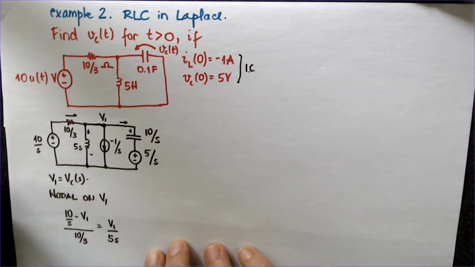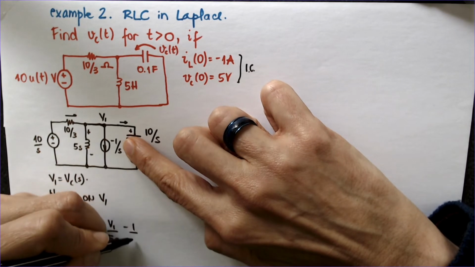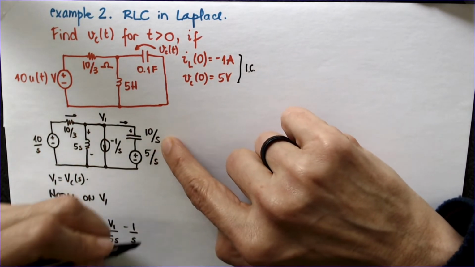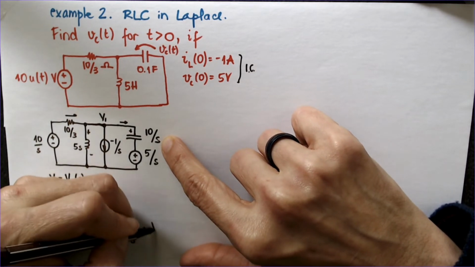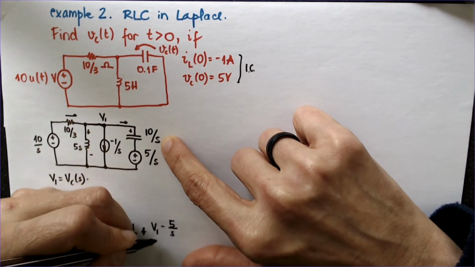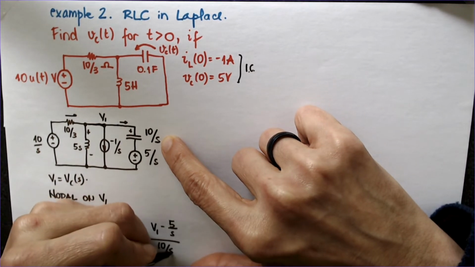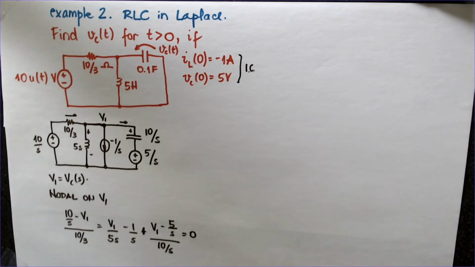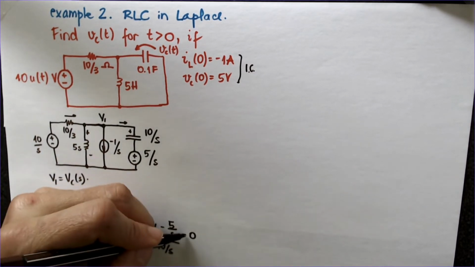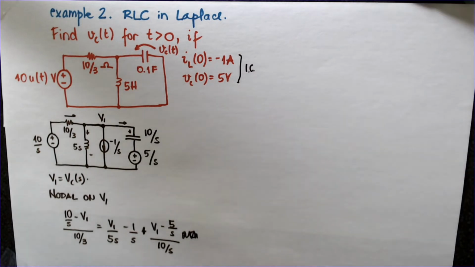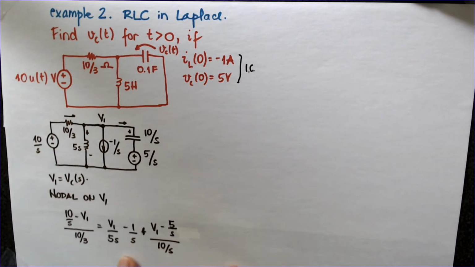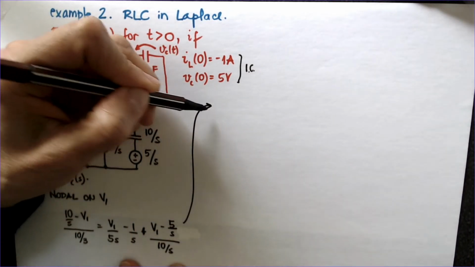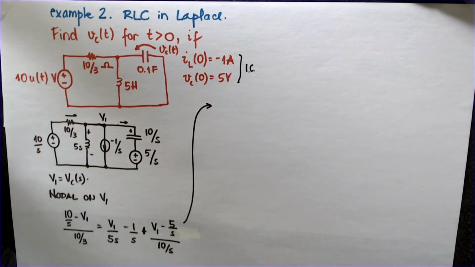V1 over 5S, which is the current through the inductor, minus 1 over S, which is the current on the initial condition on that inductor. And then it's the current only through that capacitor, which I'm going to call V1 minus 5 over S divided by 10 over S. So this is a one variable equation, and we can just isolate V1.